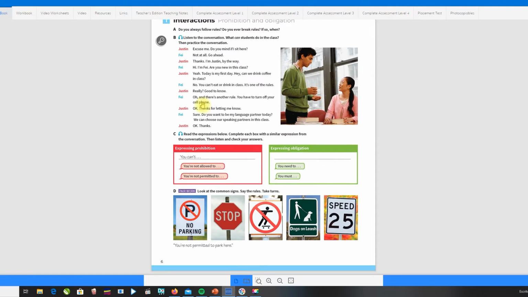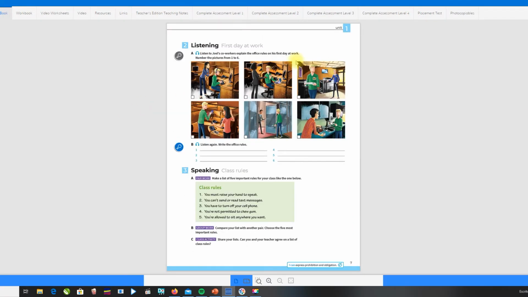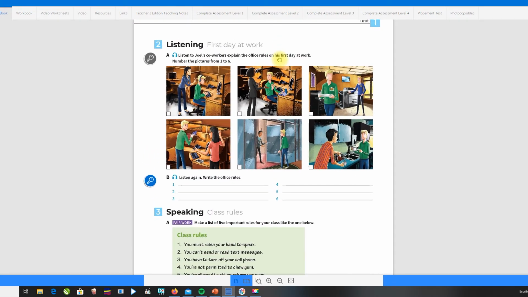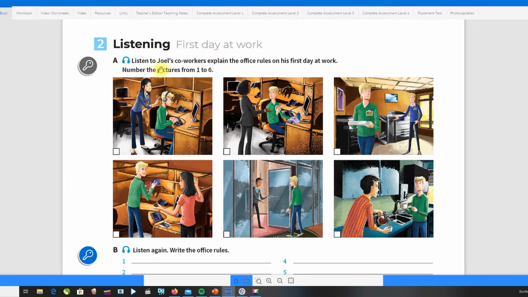Okay, so what is next? Let's go to the next page. Here we have a listening, right? The listening, it says first day at work. Listen to Joel's co-workers explain the office rules on his first day at work. Okay, so it's a new employee and they are explaining to him the rules of the company. Now, you have to put the numbers from 1 to 6 according to the audio. Let's listen, okay?